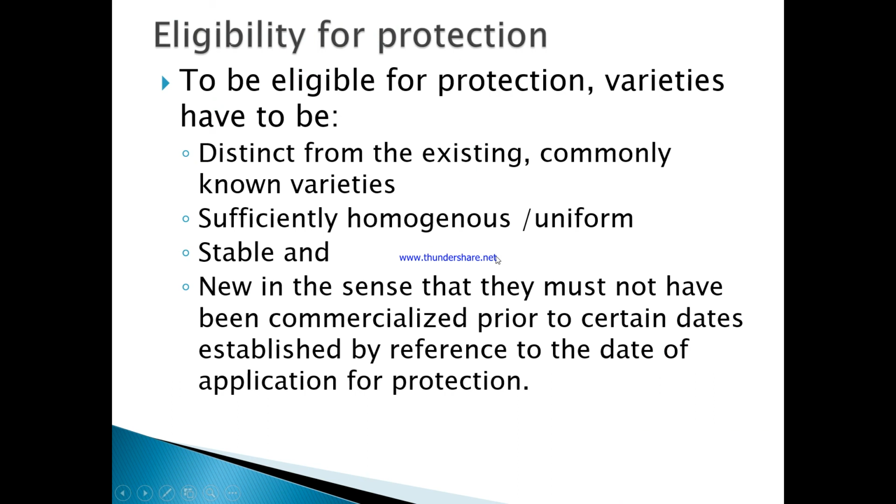Now let us see what we mean by eligibility for protection. To be eligible for protection, varieties have to be distinct from the existing commonly known varieties, sufficiently homogeneous, uniform, stable, and new in the sense that they must not have been commercialized prior to certain dates established by reference to the date of application for protection. So these are some of the conditions that they have to satisfy to be included under the category of plant variety protection.